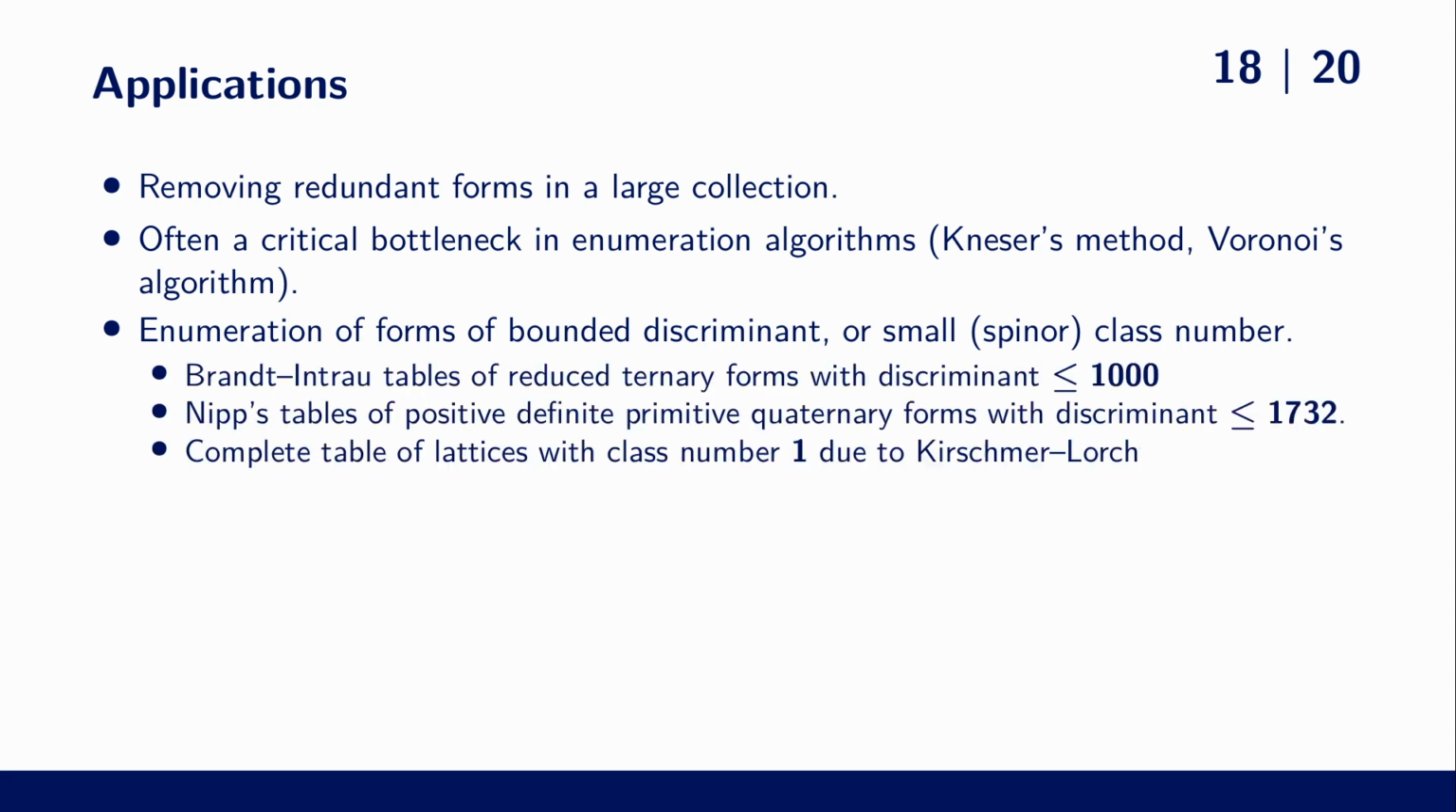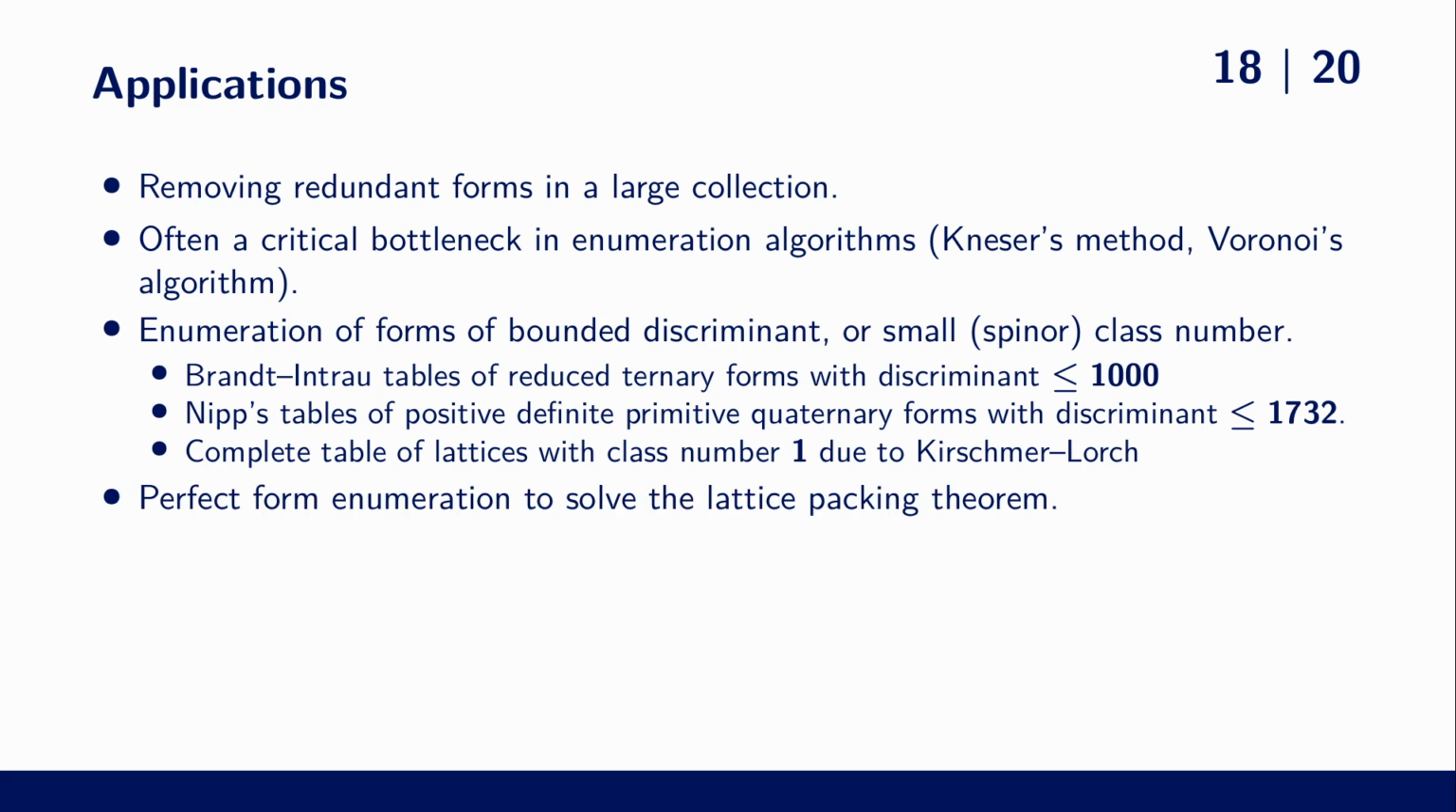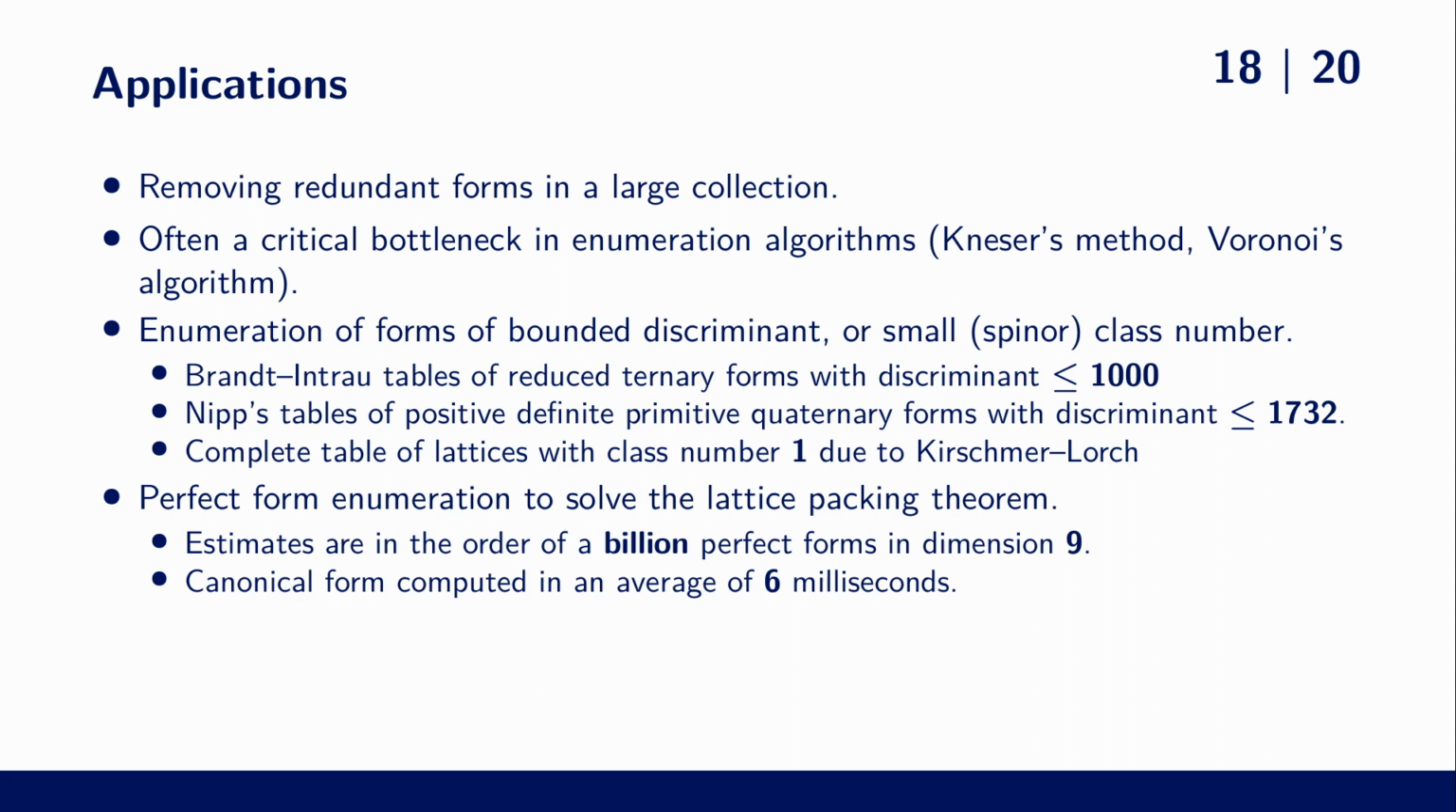More specific examples are enumeration of forms of bounded discriminant or small spinor class number. Some examples of tables are this. Secondly, perfect form enumeration to solve the lattice packing problem. Estimates are that there are on the order of 1 billion perfect forms in dimension 9. If you run this enumeration, you are expected to find maybe 50 billion or 100 billion of these perfect forms, and you need to remove duplicates. And the nice thing is that computing the canonical form for a perfect form in dimension 9 takes an average of 6 milliseconds, which is similar to just a single arithmetical equivalence check.